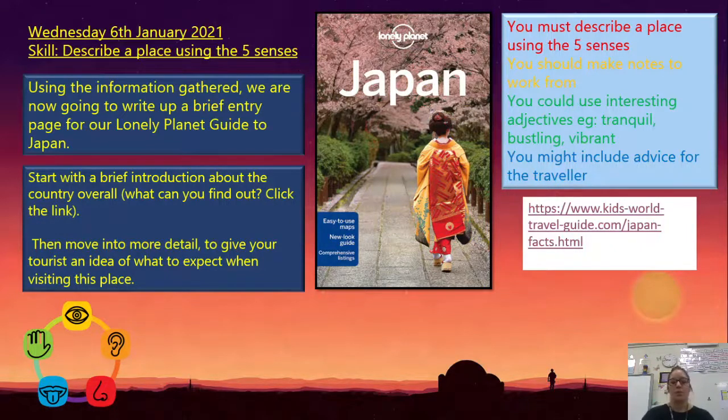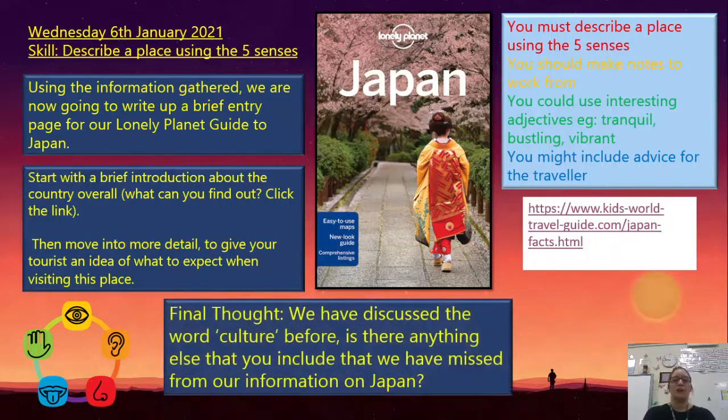So just a quick final thought before we finish. Is there anything else that you can include in your travel guide that we haven't spoken about or we've missed? Perhaps you know a really good fact about Japan. Perhaps you've been to Japan and you might want to enlighten us. So include anything you like in your brief introduction, even if we haven't mentioned it, and if you know it's accurate, then feel free to include it.